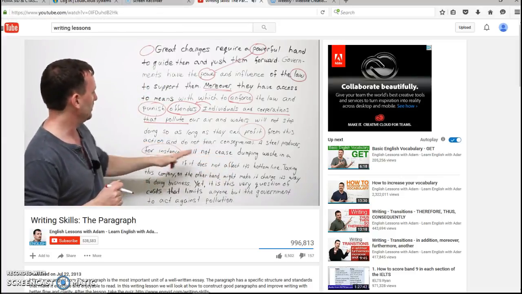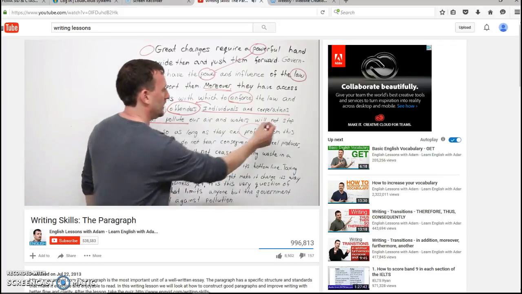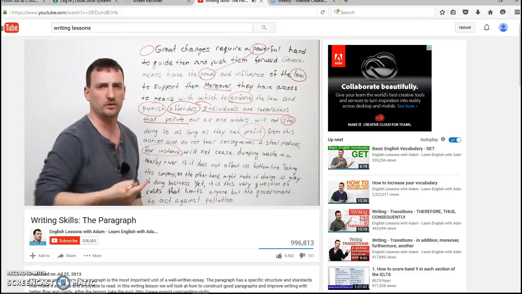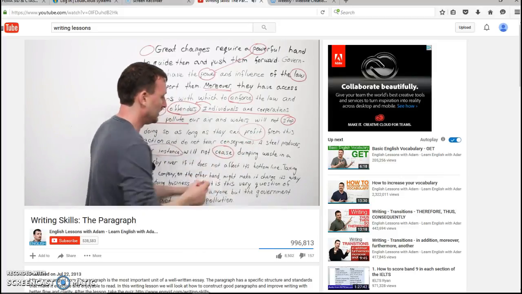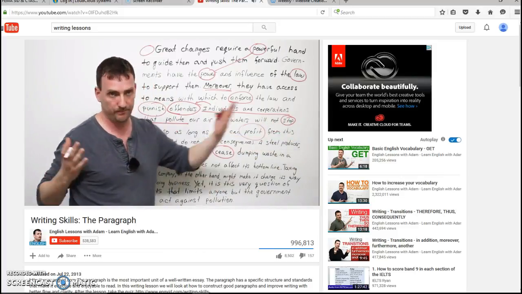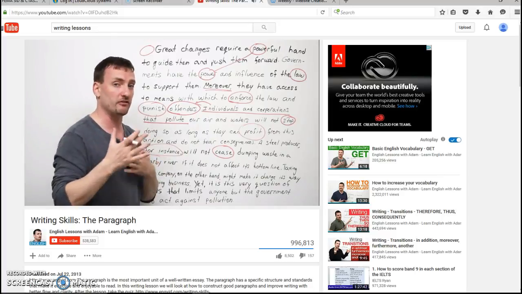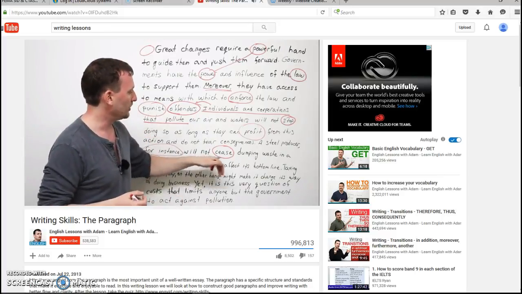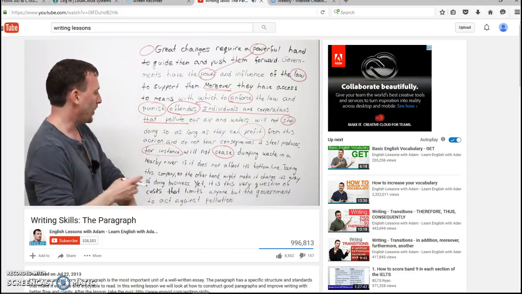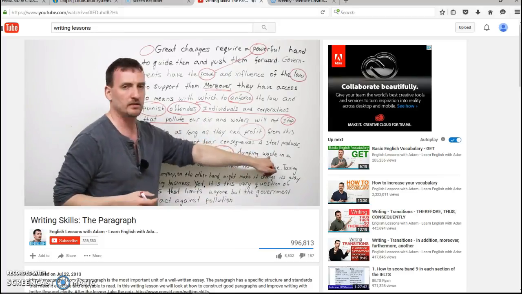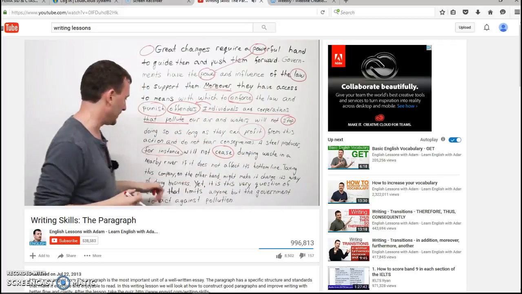Now, before, here's the word stop. I don't want to use the word stop again. Why? Because I have other words. I have the word cease. Cease means stop. Okay? Vocabulary variety, very important. Will not cease dumping, means throwing in or throwing away. Waste in a nearby river. Waste, pollution. I'm still on the same topic.